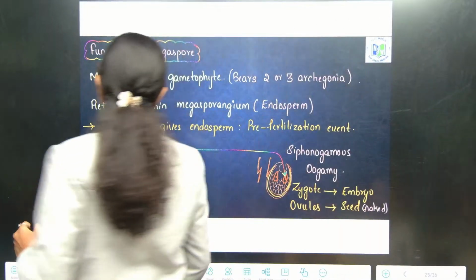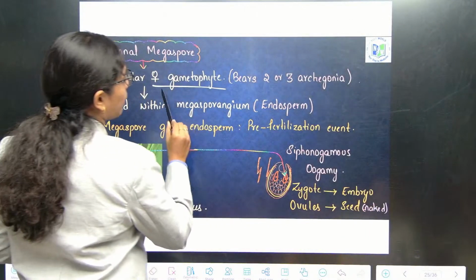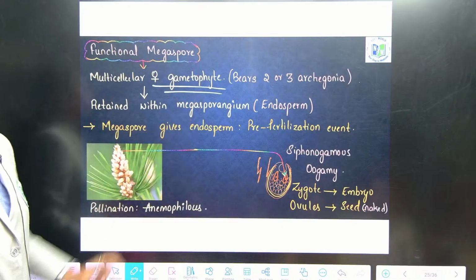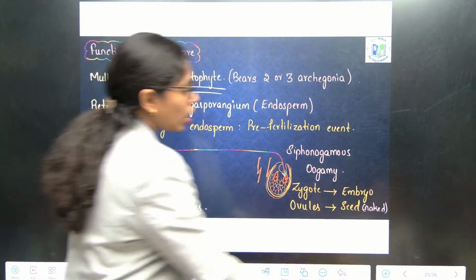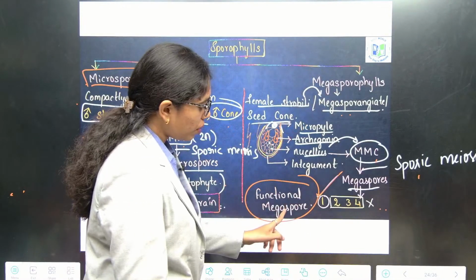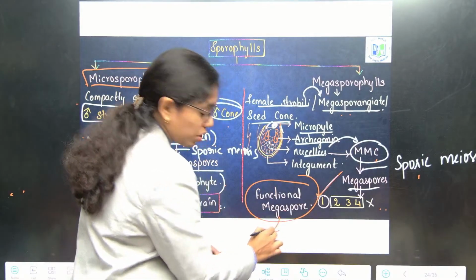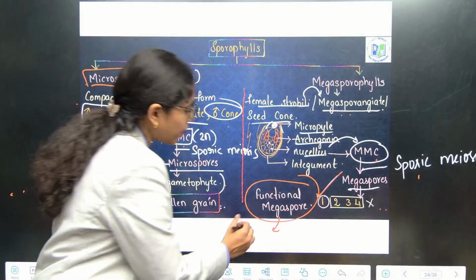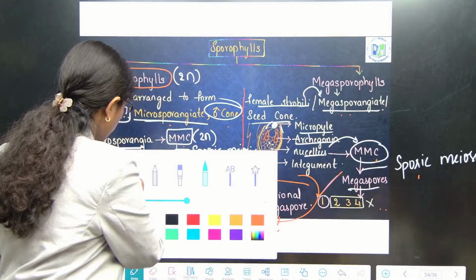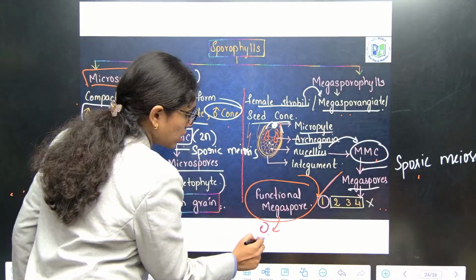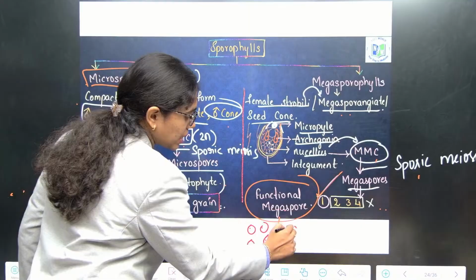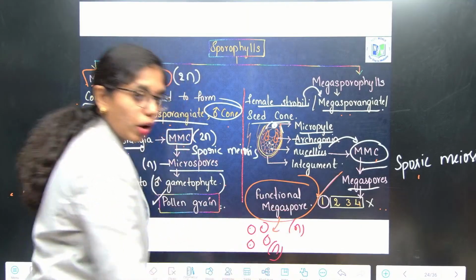Functional megaspore develops into what? Female gametophyte. This again bears 2 to 3 archegonia. So remember here, the functional megaspore, whichever is undergoing the division, this will divide by mitosis. As this is haploid, this forms haploid cells.